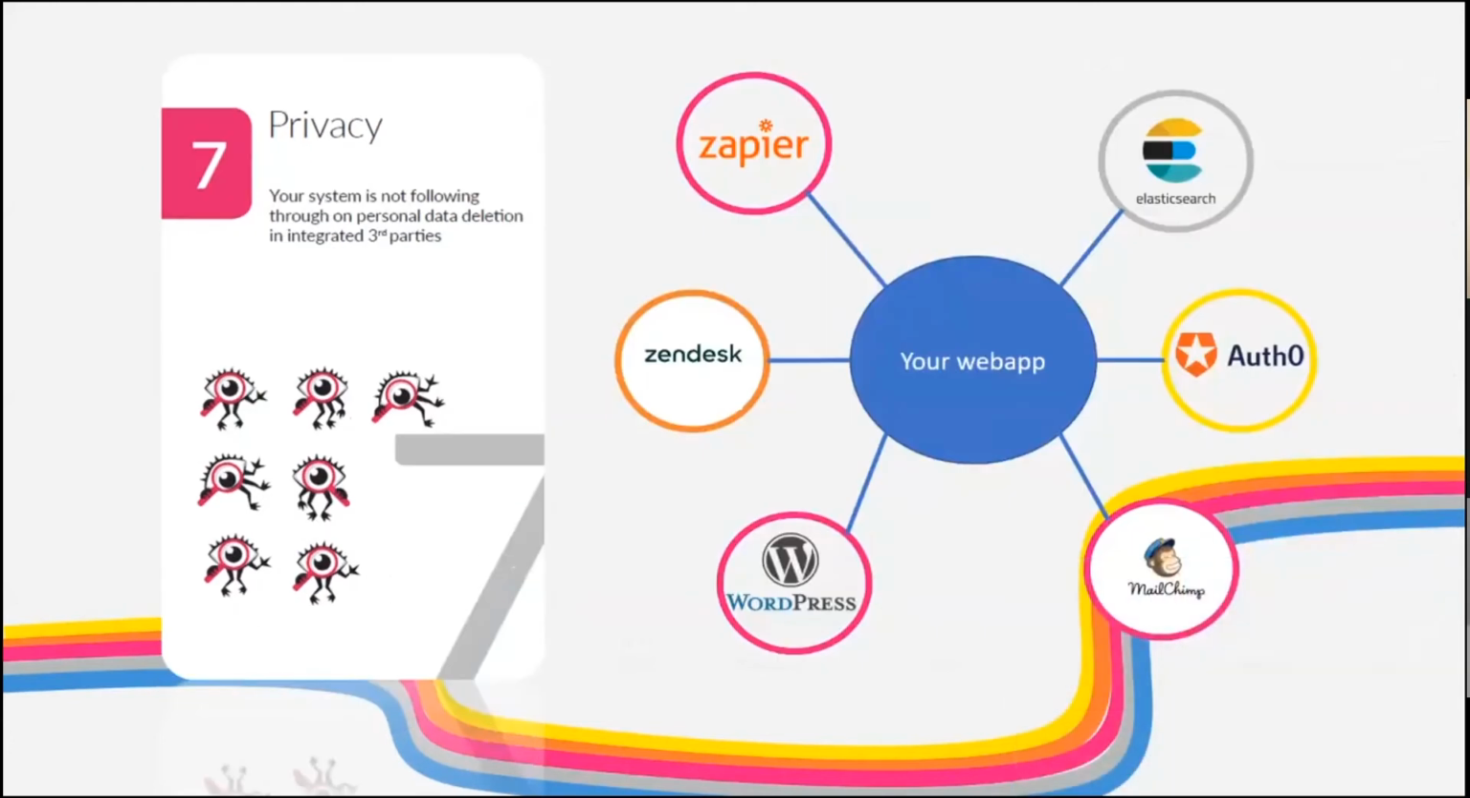Looking at the next card, which is Privacy 7, which says your system is not following through on personal data deletion in integrated third parties. Now, what you see here is a really simplified ecosystem of third-party applications any modern web application is going to be using. Most places I go to are going to have way more than these. So this is really a very minimal set: you have a connected CRM, you have a connected marketing web page with, let's say, a forum in it.